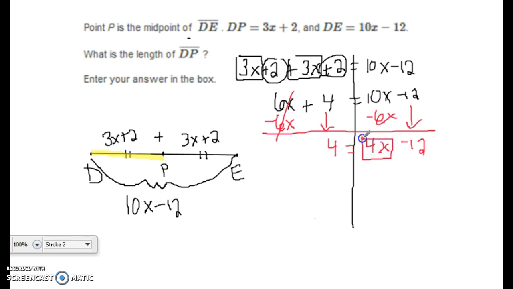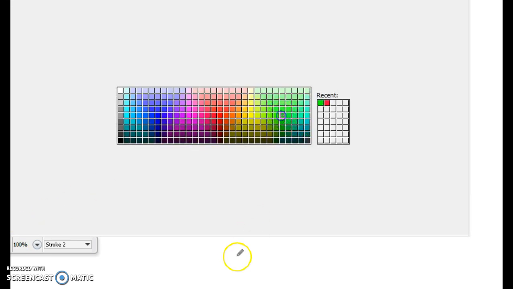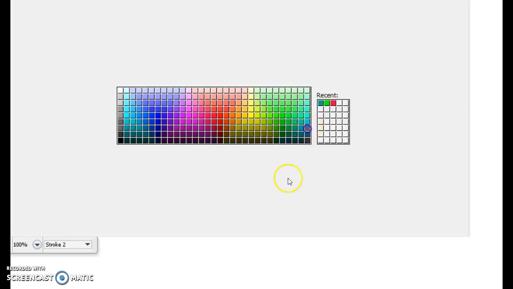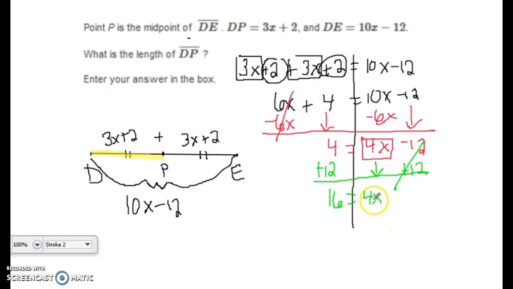Now I'm trying to isolate the variable. I'm trying to get the x by itself. So now I need to get rid of the negative 12, and the inverse of minus 12 is to add 12. That would cancel. 12 plus 4 is 16, and I'm going to bring my 4x straight down. Now I'm still trying to get that x by itself, so now I need to get rid of the 4. Right here it's 4 times x because they're pushed together. The opposite of multiplying is dividing, so I would divide each side by 4, and x equals 4.